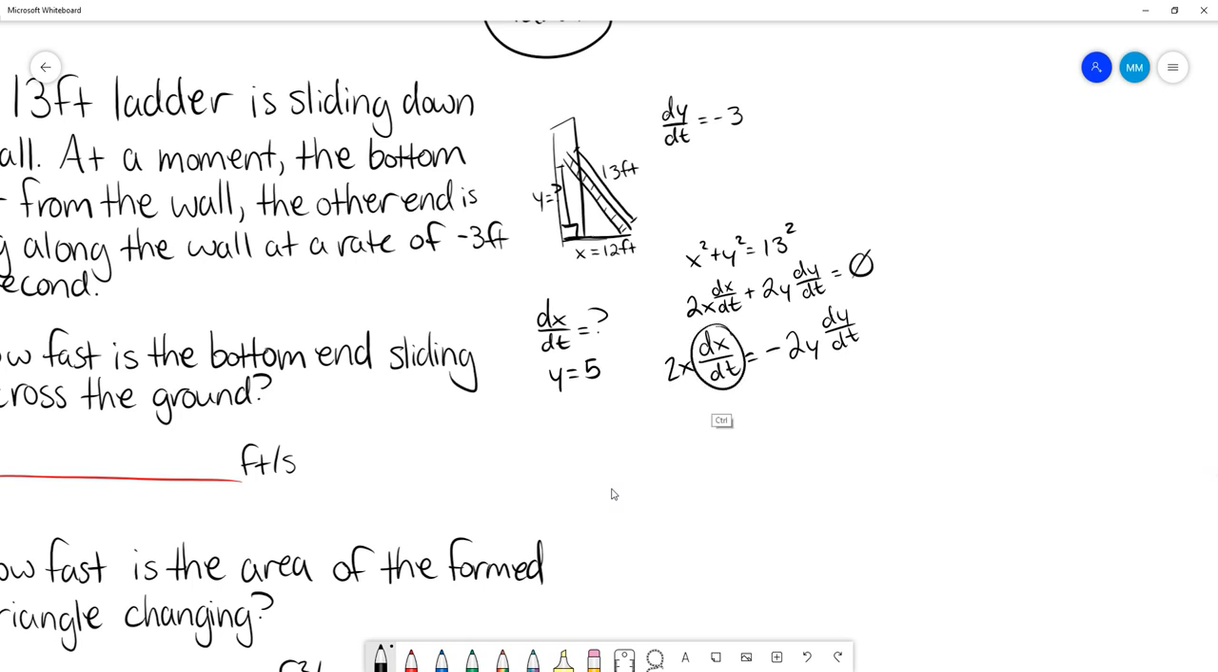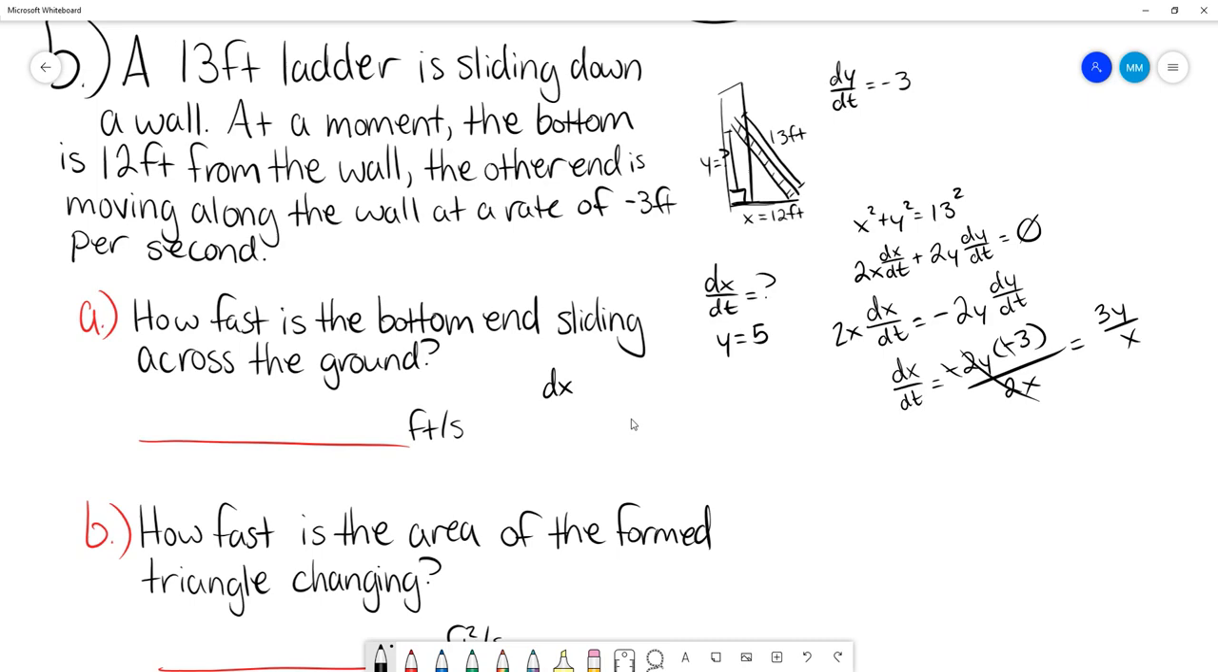And then to get dx/dt by itself, I divide by 2x. So dx/dt equals -2y. And remember, dy/dt we know is -3 over 2x. I see my 2's cancel. So this just turns into, and I know my negatives cancel, this turns into 3y over x.